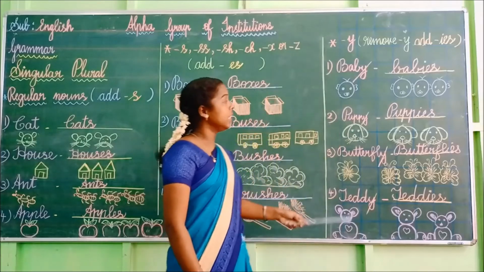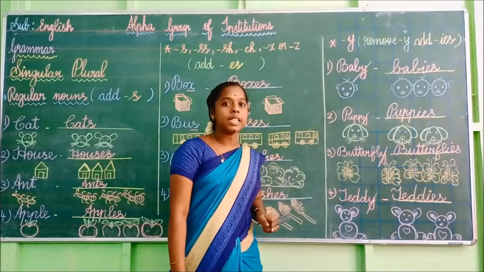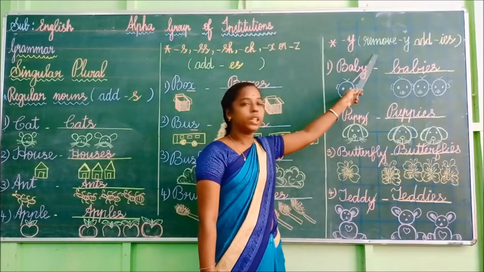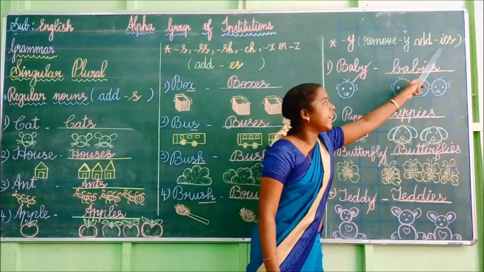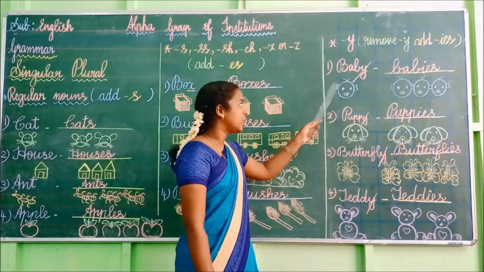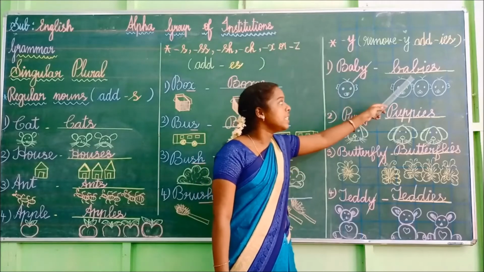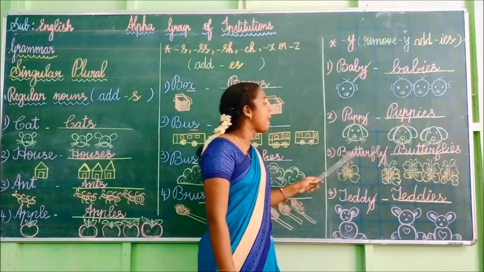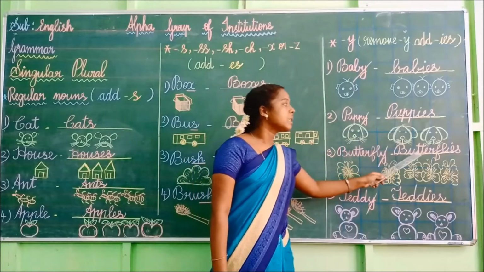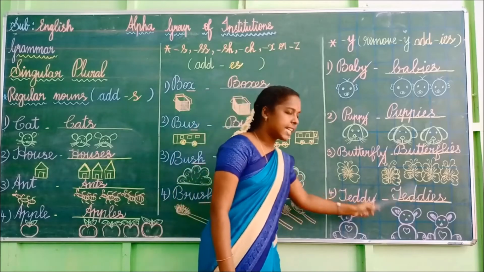So if the singular noun ends with the letter Y, what do you have to do first? You have to remove the Y and next you have to add IES to the singular noun to change the singular into plural. The plural form of baby is babies. The plural form of puppy is puppies. The plural form of butterfly is butterflies.